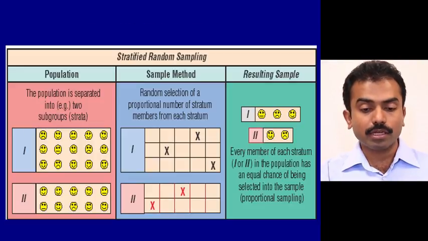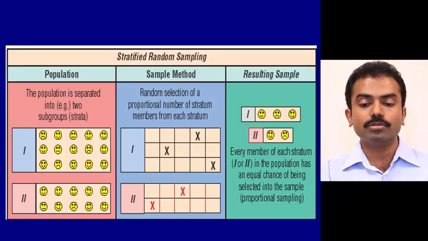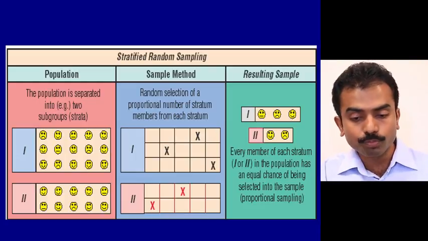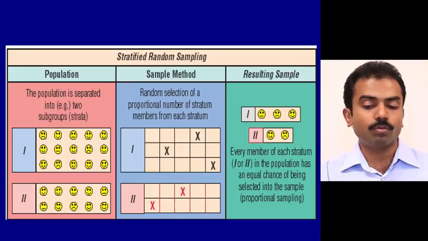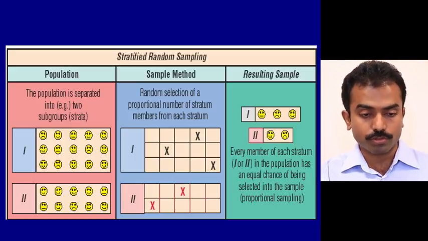So for example, here you look at this picture, the population is already separated into two strata based on some characteristic, and then you select randomly from each strata. Either you can do proportional to the numbers in each strata, or whatever sampling fraction you wish to choose.